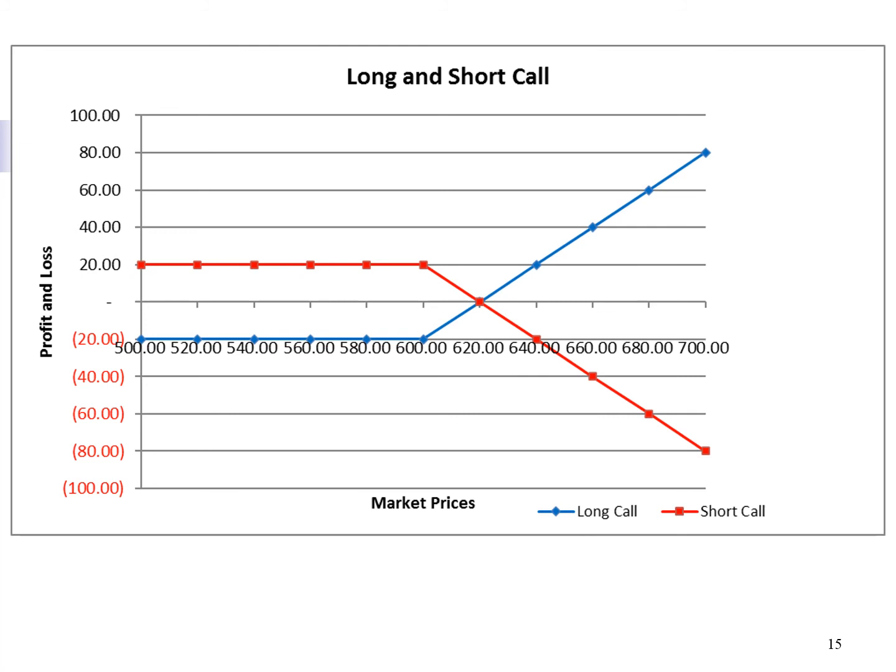Option transactions are a zero-sum game, in which the call buyer's profit comes at the expense of the call seller. The profit of the writer has a payoff pattern that is the mirror image of the payoff pattern for the call buyer.